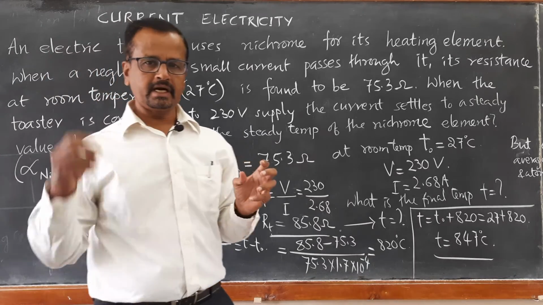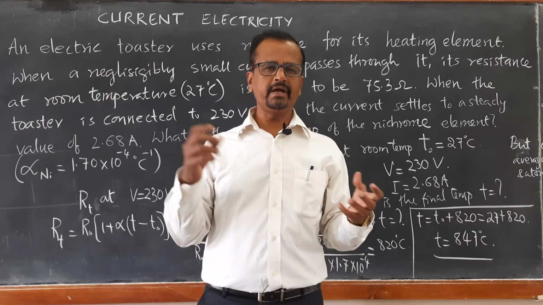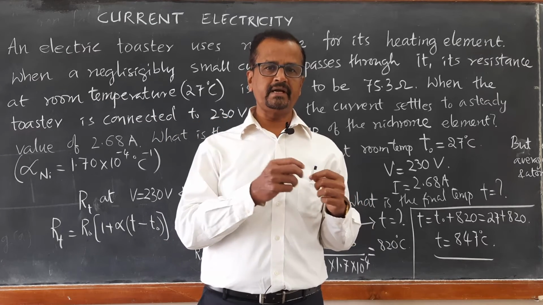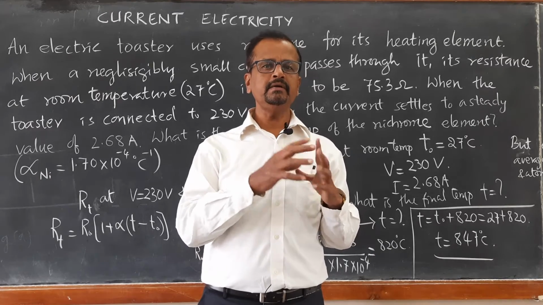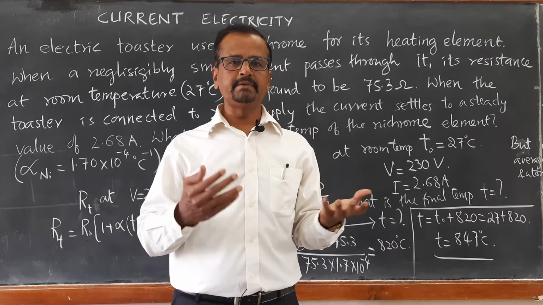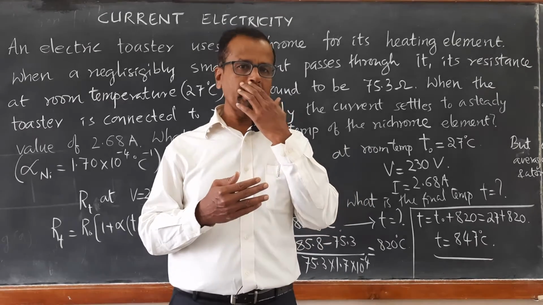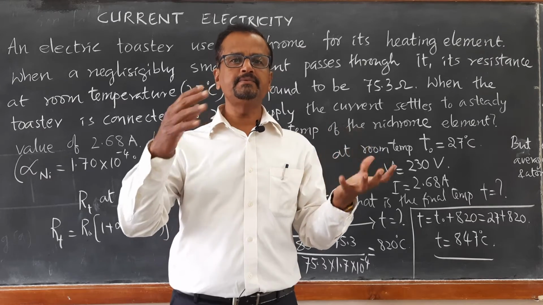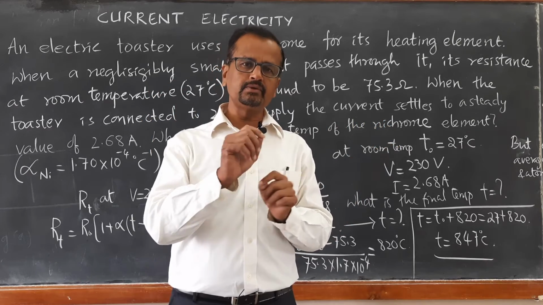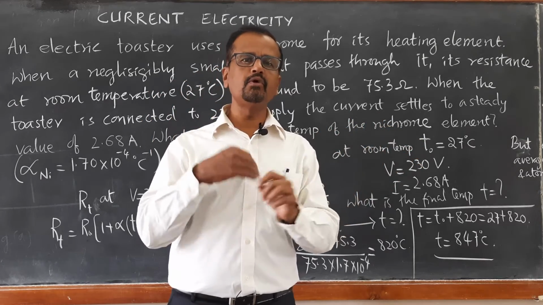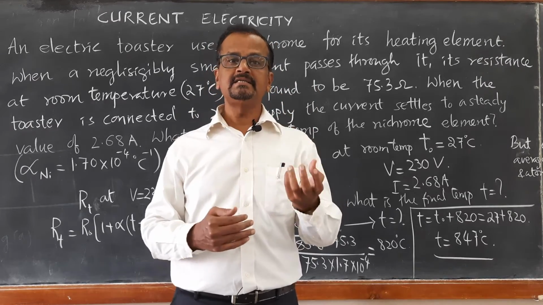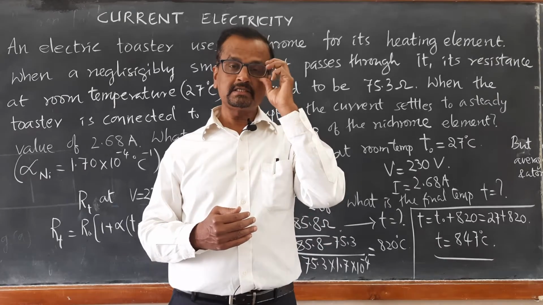The moment you connect a toaster or a heater or an electric oven, immediately there will be a passage of current. The current starts passing through the coil. Initially, there is a growth of current. After some time, when the nichrome coil gets heated up to a very high temperature, the current through the coil will be constant. There will be no more increase or decrease in the current. That is what we call steady state temperature and steady state current.